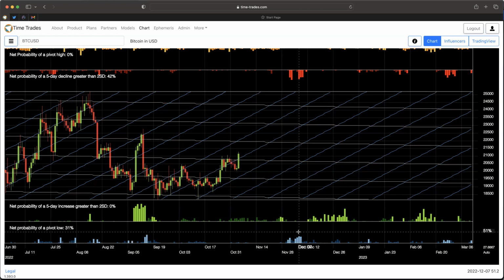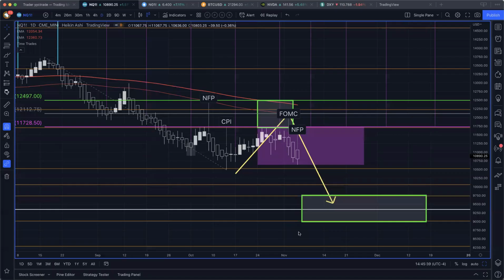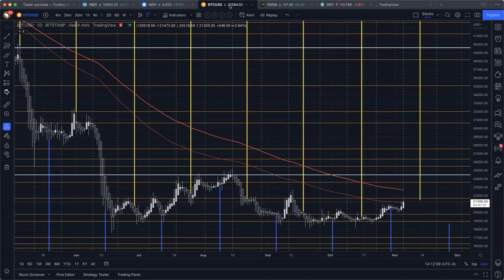The other thing I want to share on Bitcoin is if we flip over to TradingView here and take a look at Bitcoin.